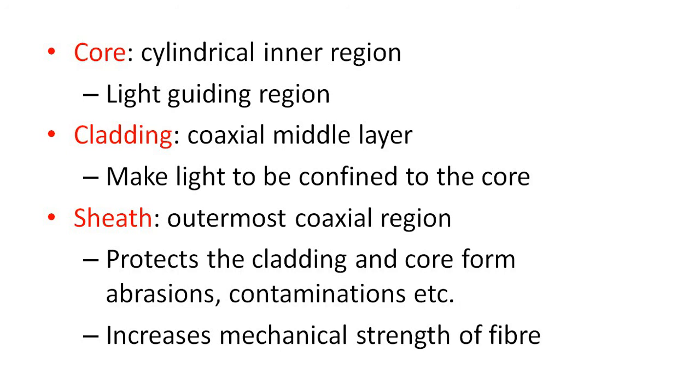Sheath. The outermost coaxial region of the optical fiber is called the sheath. It is a protective layer. It protects the cladding and core from abrasions, contaminations, etc. Also, the sheath increases the mechanical strength of the fiber.